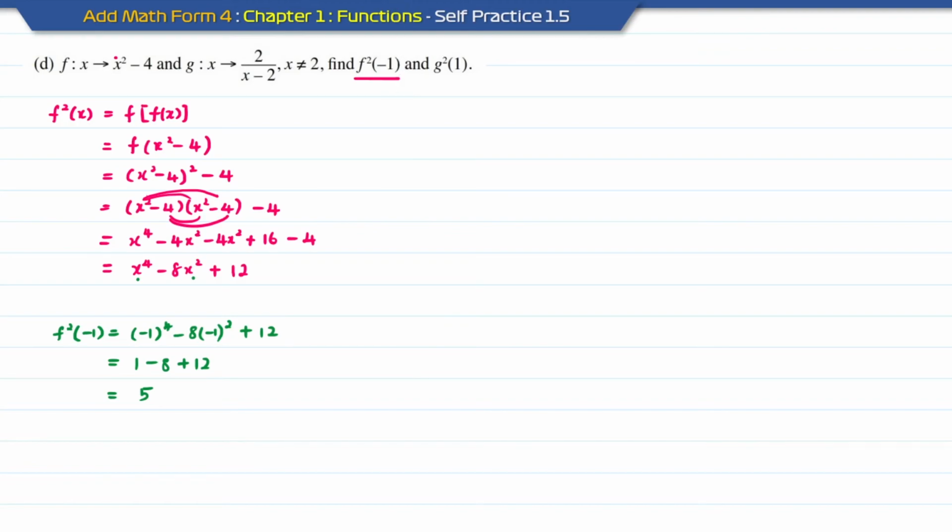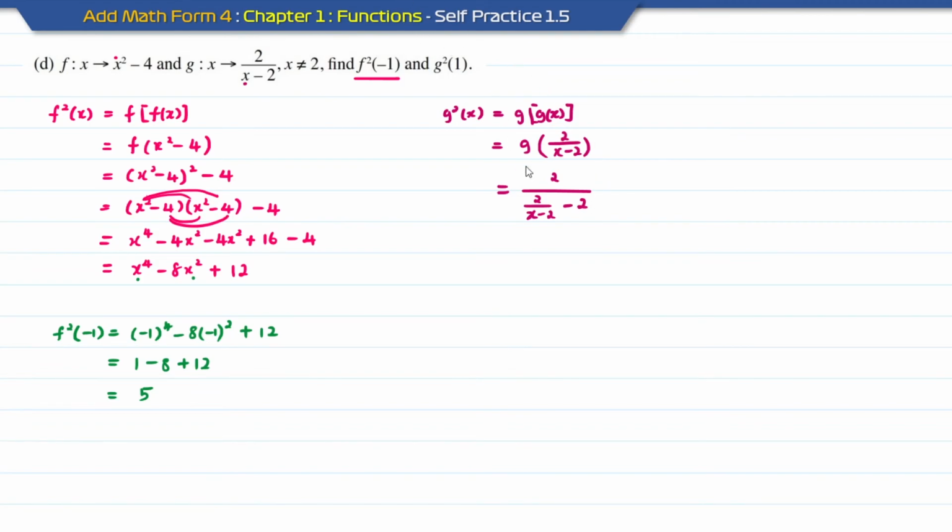Now let us move to the second part, which is g squared. g squared is formed when you insert the function g into the function g again. The function g is 2 over x minus 2. So this is the one that we're going to insert in the x here, so it will become 2 over (2 over x minus 2) minus 2.